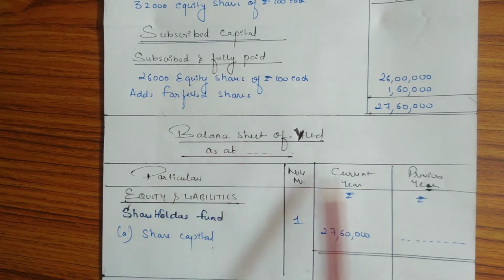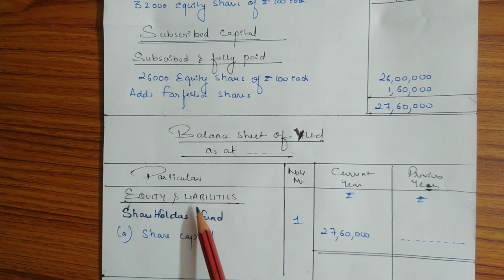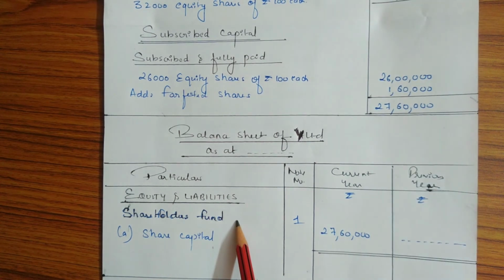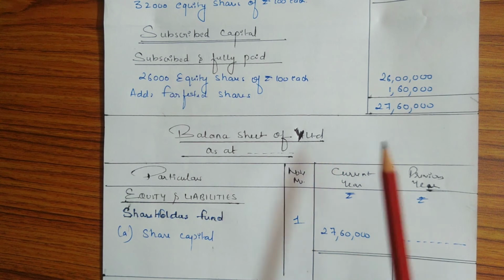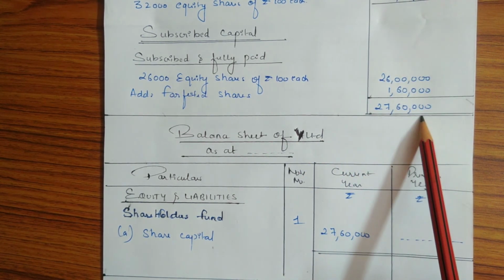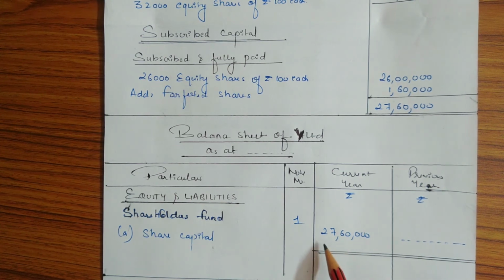Now we will prepare the balance sheet of Y Limited. The heading will be equity and liabilities. The subheading will be shareholders' fund, and shareholders' fund includes share capital. So we have calculated the amount of share capital, which is 27,60,000. This share capital is for the current year, so we'll mention the amount in the current year. The total of share capital is 27,60,000.